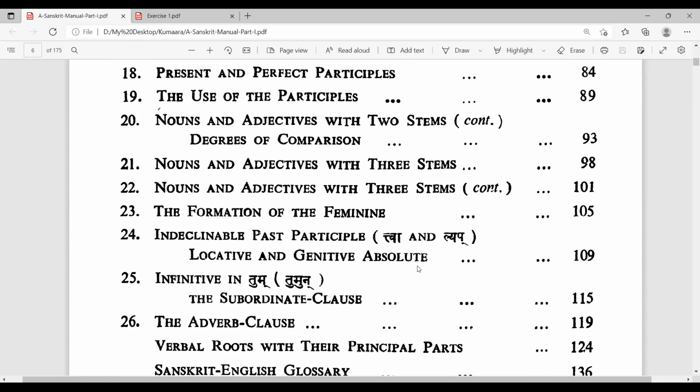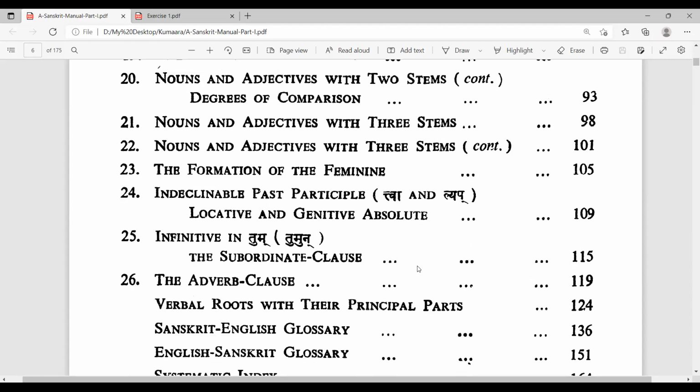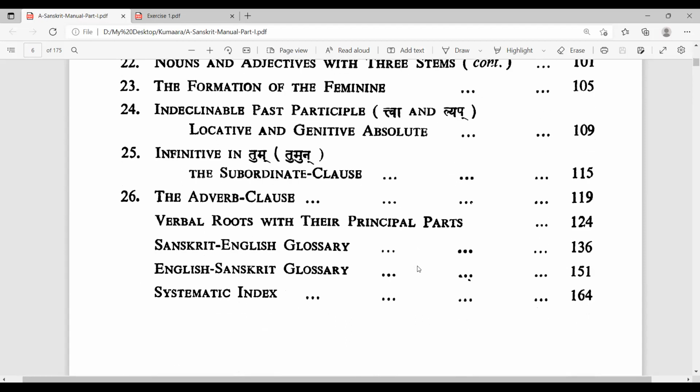Then formation of the feminine, how to convert a masculine to feminine, like that we know Shatranta we convert into feminine by adding Ikara. It is technically Nip pratyaya, but the content is I, like Shatra we convert into Kartri, Kartra into Kartri, like that. Then indeclinable past participle, Ktva and Lyap pratyaya. Then locative and genitive absolute. This is called Sati Saptami. So we will discuss all those things when it comes here. Then infinitive in Tumun, then adverb clause.